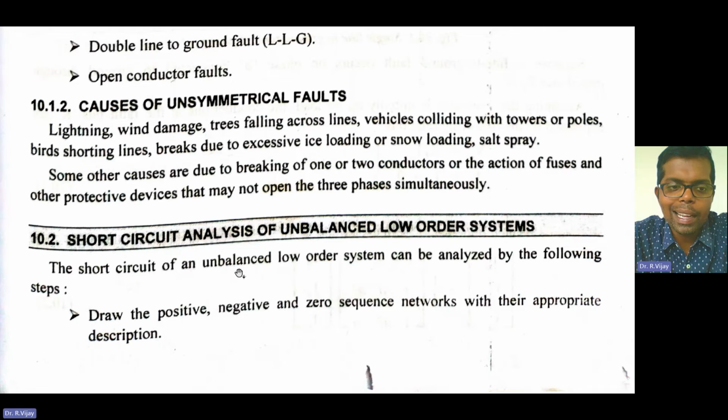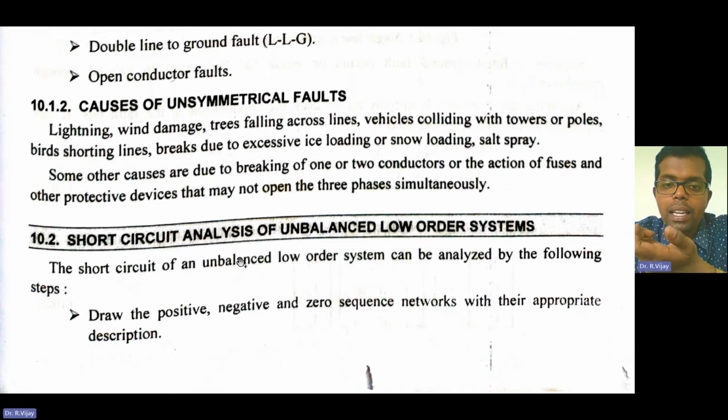We already analyzed the positive, negative, and zero sequence networks for a fault happening in a synchronous machine, synchronous generator, or alternator itself. Then for a transmission line, how to draw the positive, negative, and zero sequence networks if the fault happens in the particular transmission line. Next, for transformers, how to draw the positive, negative, and zero sequence networks if the fault happens. Like that, we already saw.